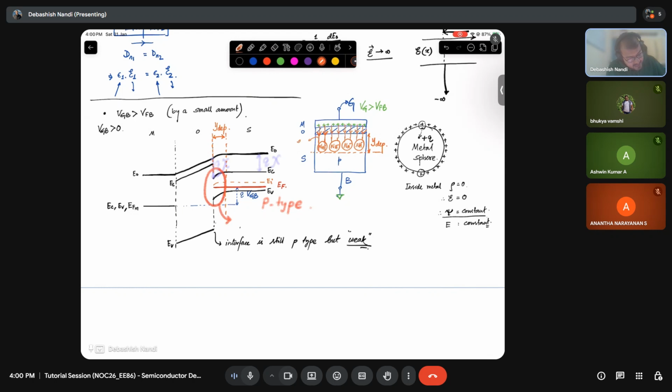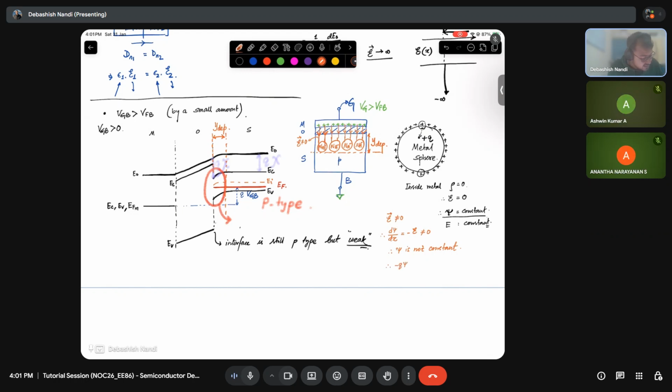These are electric field lines, which is not equal to 0. If the electric field is not equal to 0, that means d psi/dx, that is minus the electric field, is not equal to 0. That means psi is not constant. That means minus q psi, or the energy, is not constant. That means band bending.